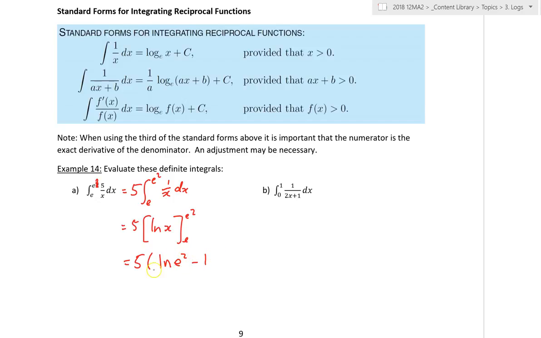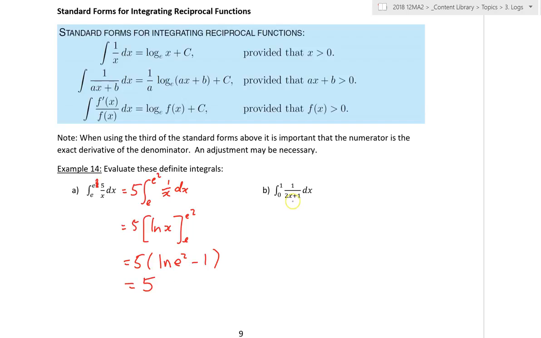I'm just going to simplify that a little bit first. Remember I can pull that power out the front, so it would be 2 times the log of e, that's 2 times 1. So I get 5 times 2 minus 1, which is 1. I get 5 times 1, which is simply 5. That works out very neatly.